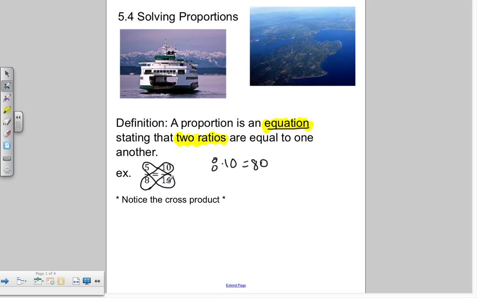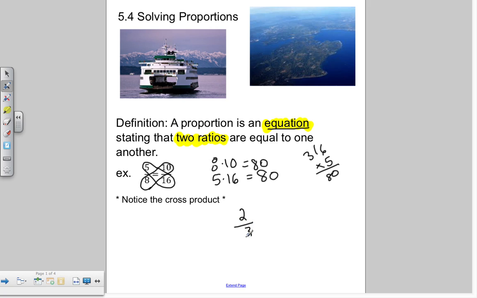And when I multiply 5 times 16, well, I'm not really sure what that is. So do that over here just to check your work. And you get 80 again. So notice the cross product. Cross product is the means and the extremes. When you multiply them, they're equal. Well, let's see if it's a fluke.